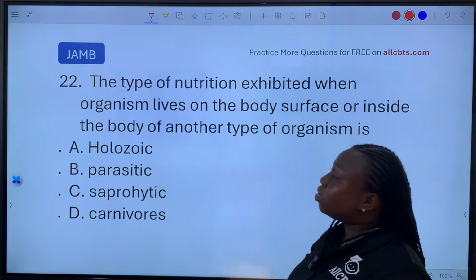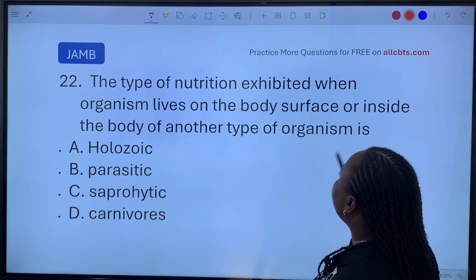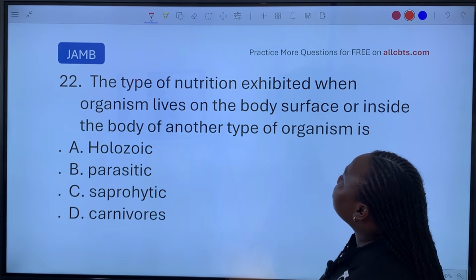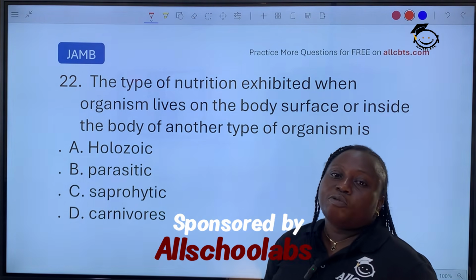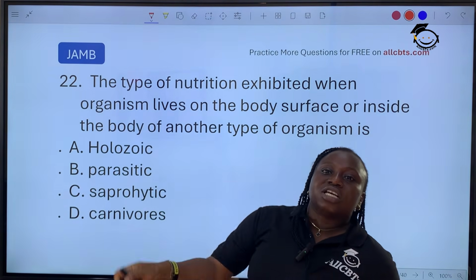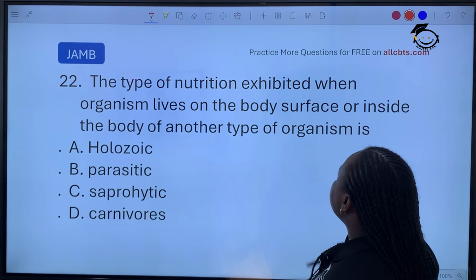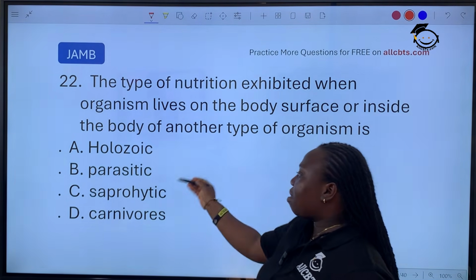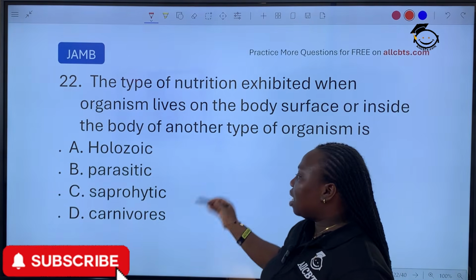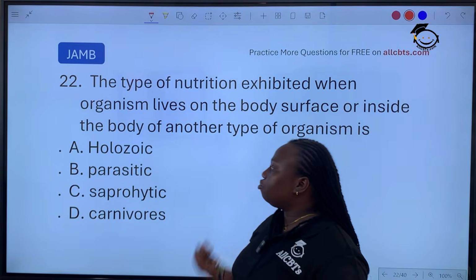Number 22. The type of nutrition exhibited when organisms live on the body surface or inside the body of another type of organism is what? So if an organism is living in the body of another organism, what is it called? A. Holozoic, B. Parasitic, C. Saprophytic, D. Carnivorous.